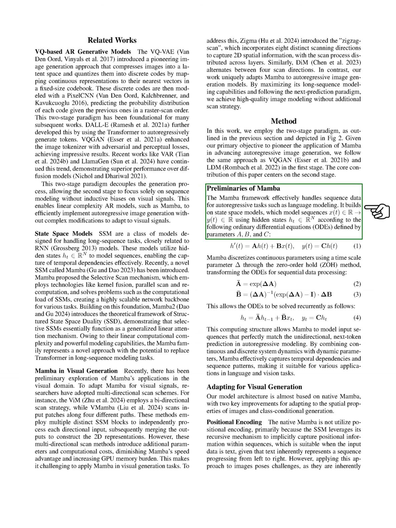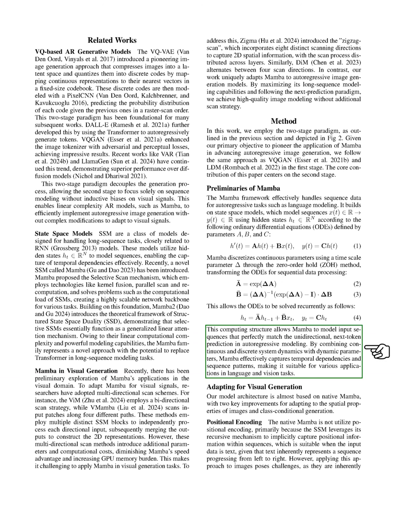Mamba effectively manages sequence data for autoregressive tasks like language modeling. It builds on state space models that relate sequences over time using hidden states defined by certain parameters. Mamba discretizes these continuous parameters using a timescale, allowing for recurrent solutions that align with unidirectional next token predictions in autoregressive modeling. By integrating continuous and discrete dynamics with dynamic parameters, Mamba captures temporal dependencies and sequence patterns, making it suitable for both language and vision tasks.